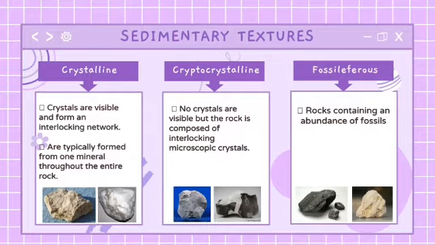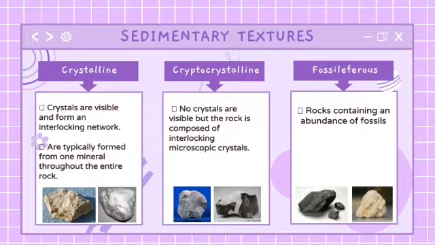Crystalline textures. In this texture, crystals are visible and form an interlocking network. Unlike igneous crystalline textures, however, sedimentary crystalline textures are typically formed from one mineral throughout the entire rock. So, it is made of one mineral. An example of this is limestone and rock gypsum.